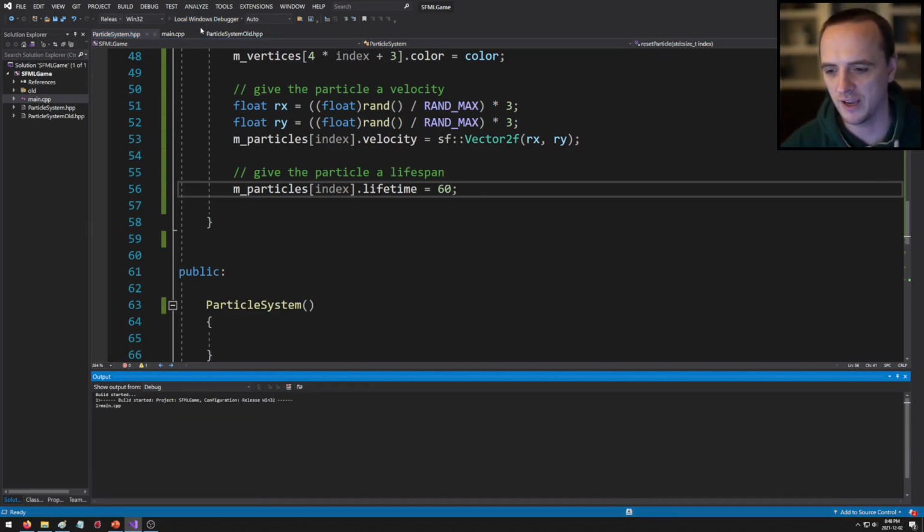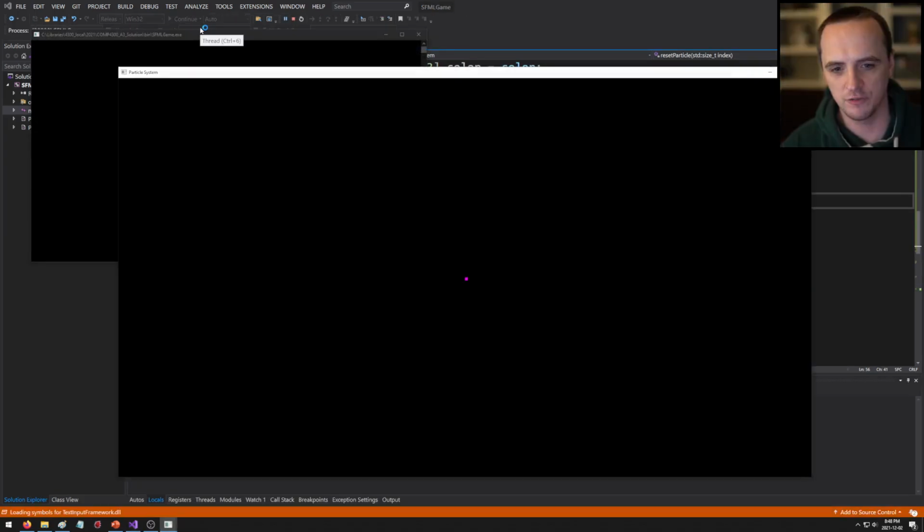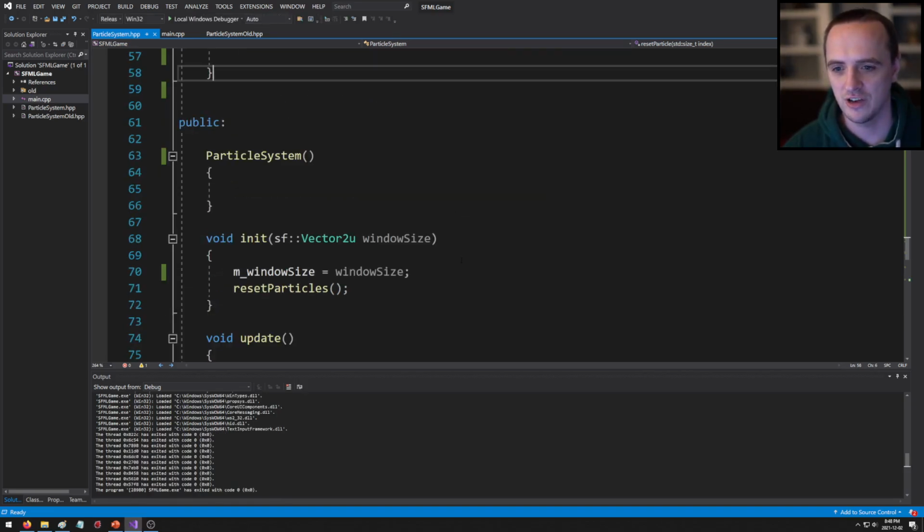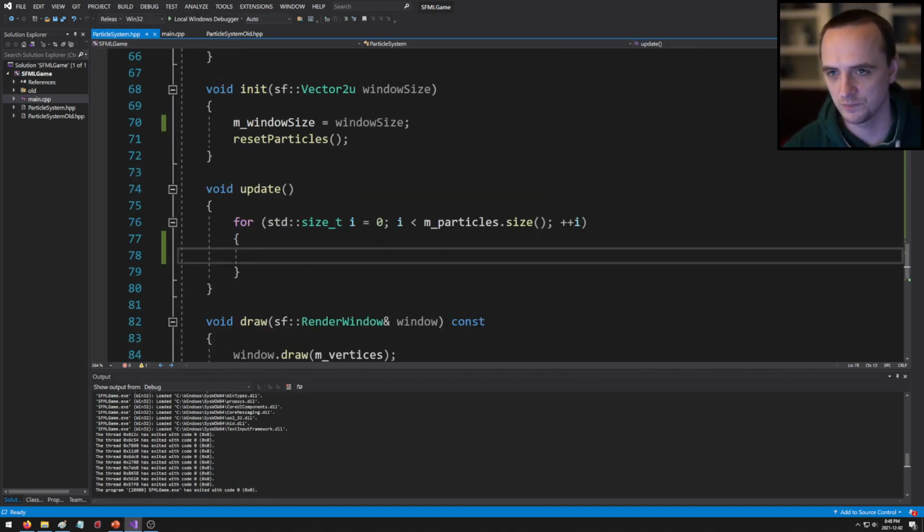So now I run it again. What's going to happen differently? Nothing. Why isn't anything happening yet? Well, I gave them a velocity, but I didn't update the positions. So now I'm going to come to my update function. This update function is where we actually apply the physics to all of our particles.